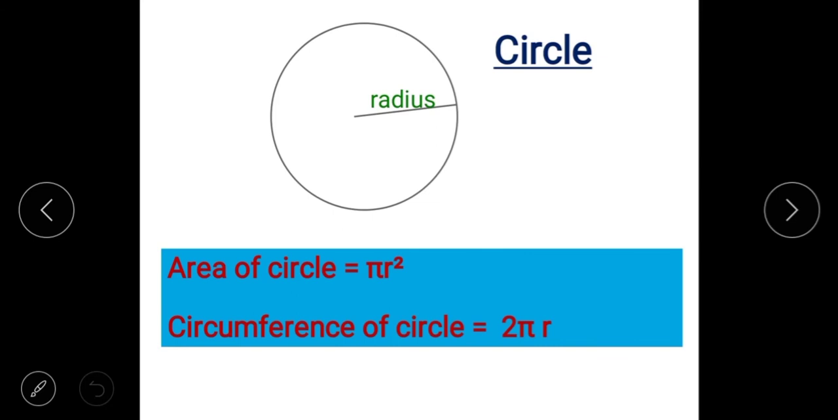In the next video you will learn about the 3D shapes, in which you learn the volume as well. So students, these are the shapes which you have learned in your chapter mensuration of the NCERT book, class 8th.